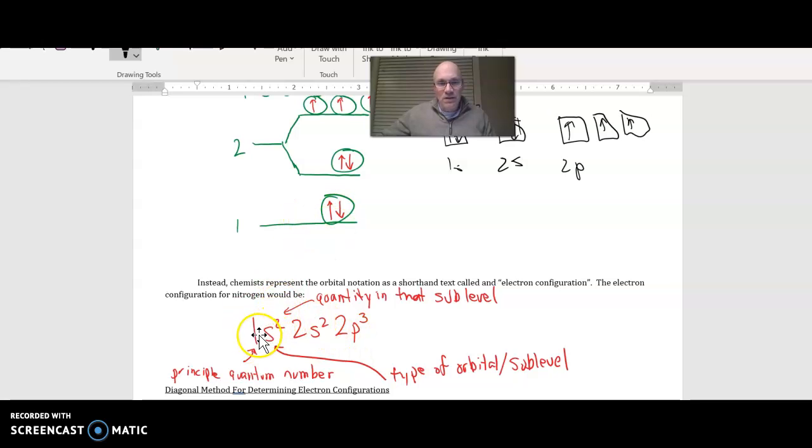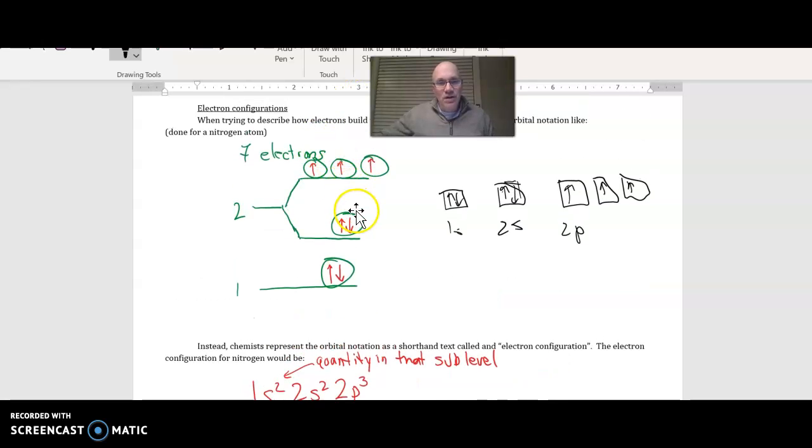So the 1s means the s sublevel in the first principal quantum number. So that 1 right there is the n value. And the exponent 2 means that there's 2 electrons in that level. So that describes what you see up here, right?